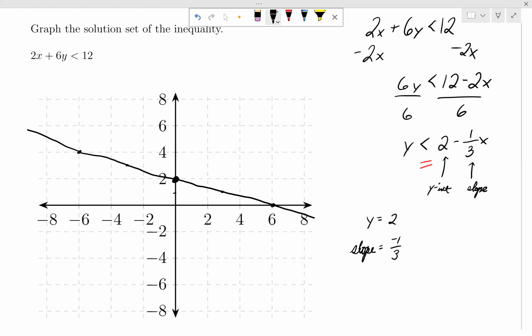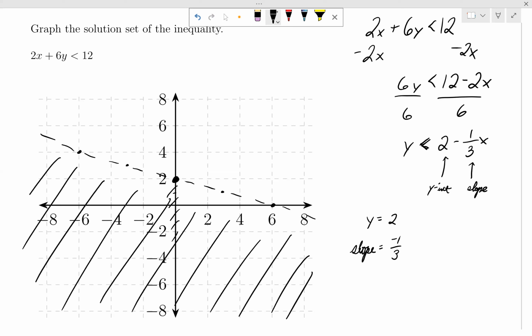But because we have this less than symbol here, and it's less than, not equal to, our line is going to be dotted. If it was less than or equal to, we would have a solid line. And it wants all the y values less than this. So we're looking at all of the values less than this line. So that's this whole area here, below the line.